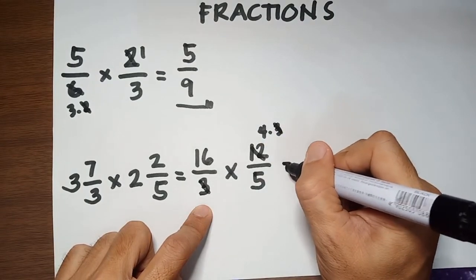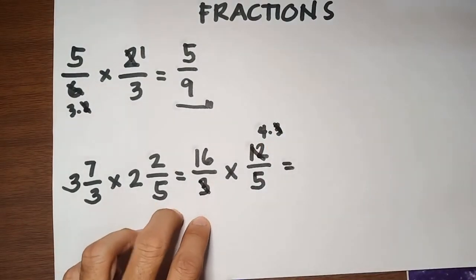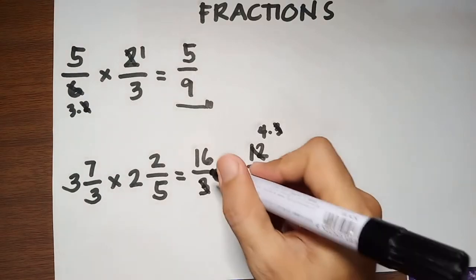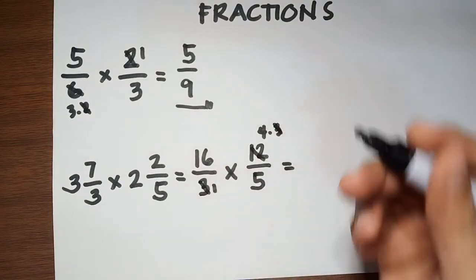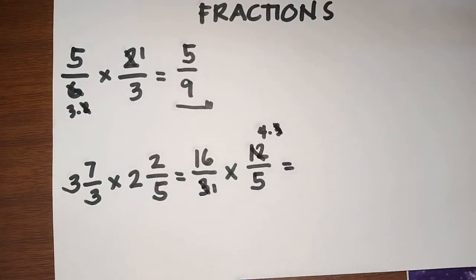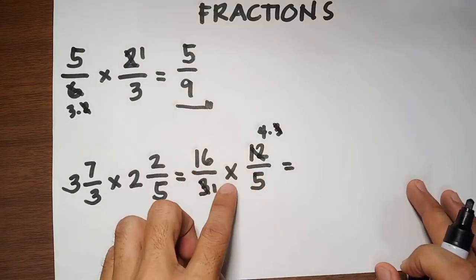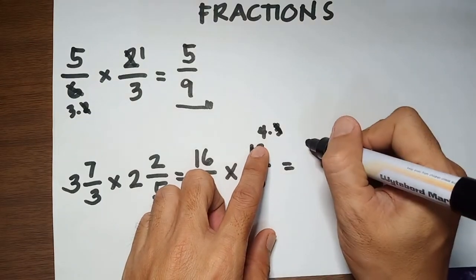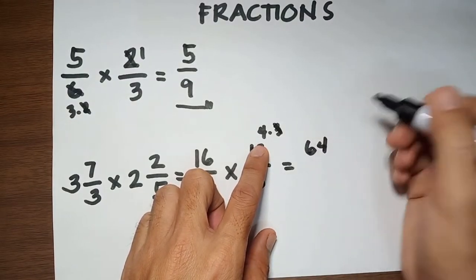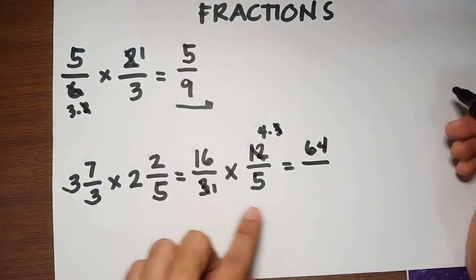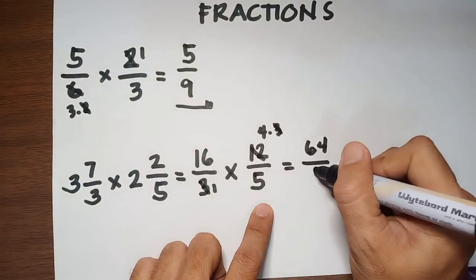So what remains would be the 4 in the numerator and 5 in the denominator. So we have the 3 here. What remains here is 1. So when we multiply 16 times 4, that would give us 64. That's over 1 times 5, which is of course 5.